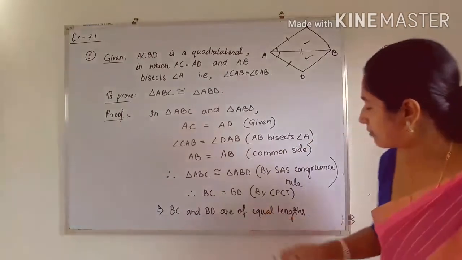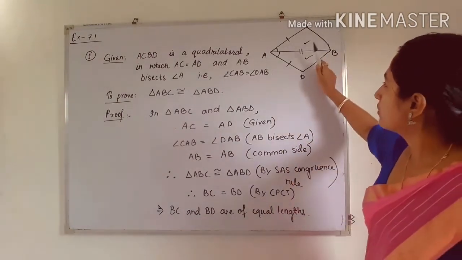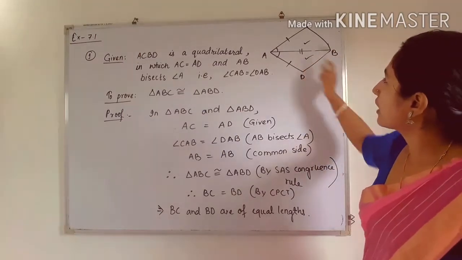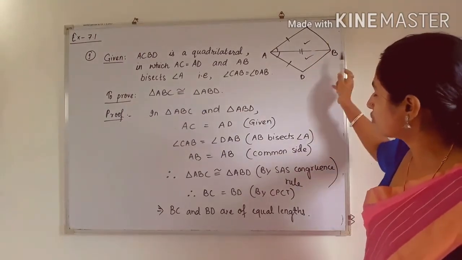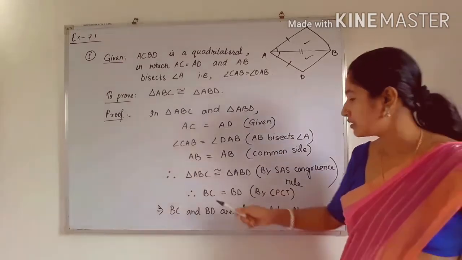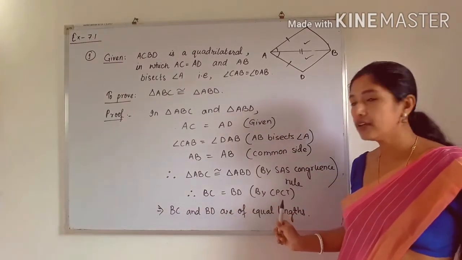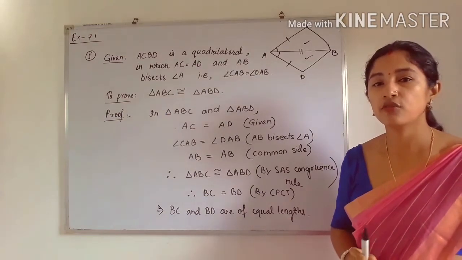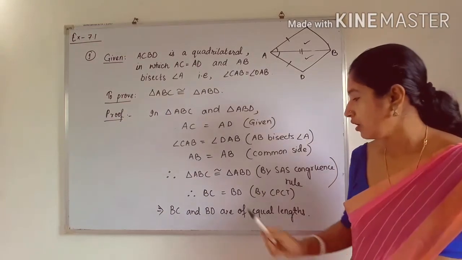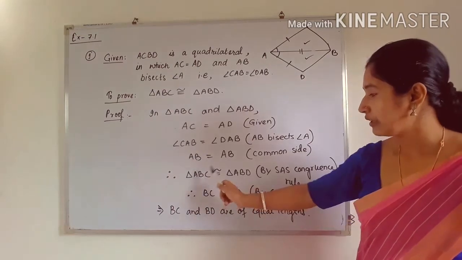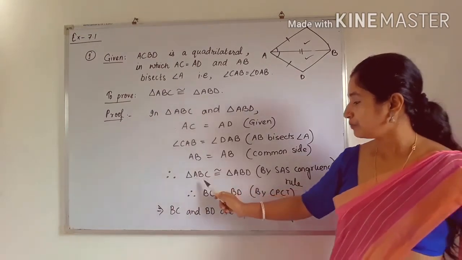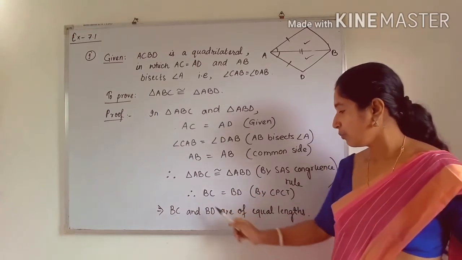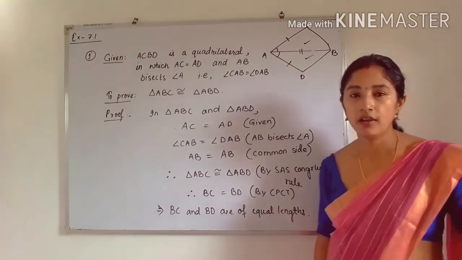So here BC and BD. What we can say about BC and BD? See, BC is the element of triangle ABC and BD is the element of triangle ABD. So we can say therefore BC is equal to BD by CPCT. Already I told you the meaning of CPCT is corresponding parts of congruent triangles are equal. So these triangles are congruent, then we can say that the remaining sides are also equal. So BC and BD are of equal lengths.